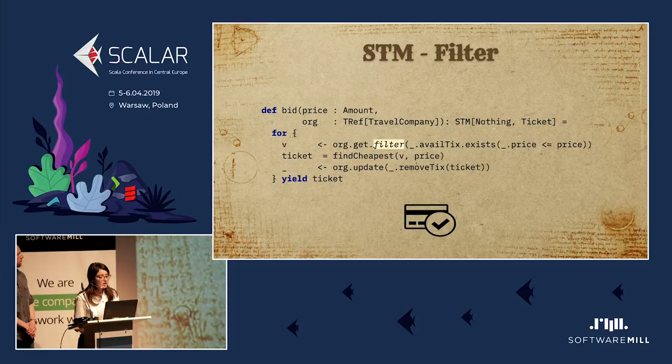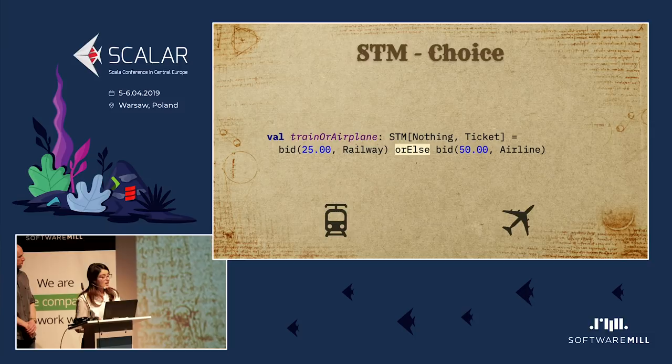And this is the same example using filter, but using filter we can retrieve the value of our transaction and check in one step. Using orElse, we can compose two alternative transactions. In this example, we want to bid on the cheapest possible ticket. If the left-hand side fails or retries, the right transaction will be performed. And if the left transaction succeeds, STM will choose the left transaction.